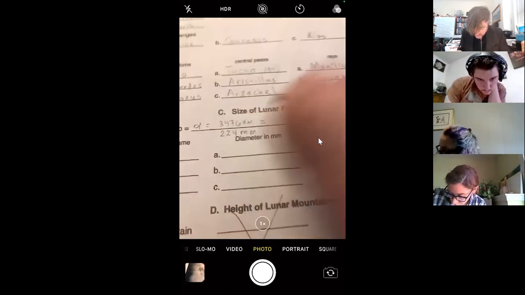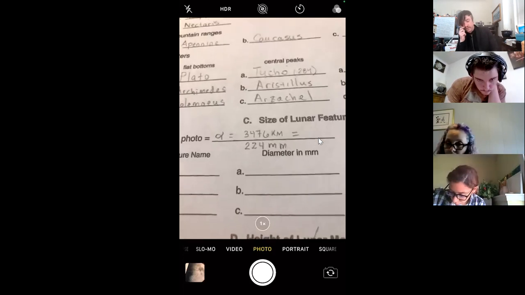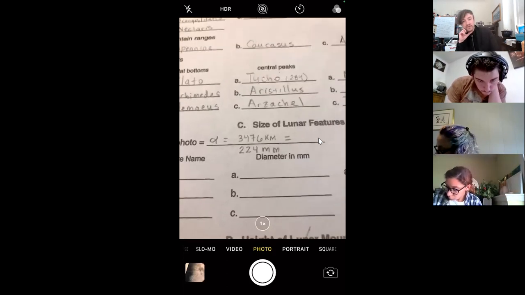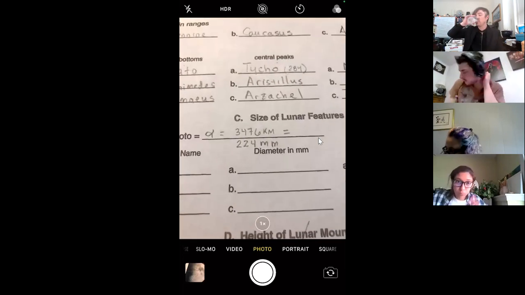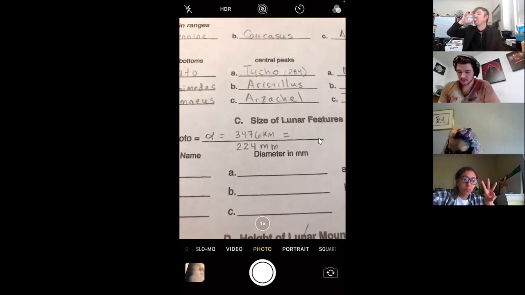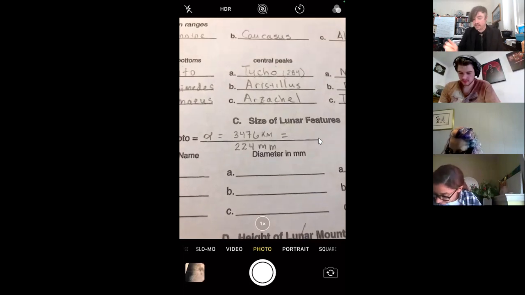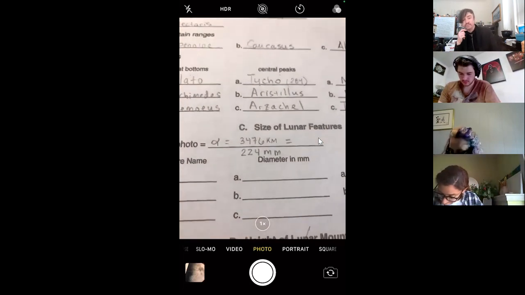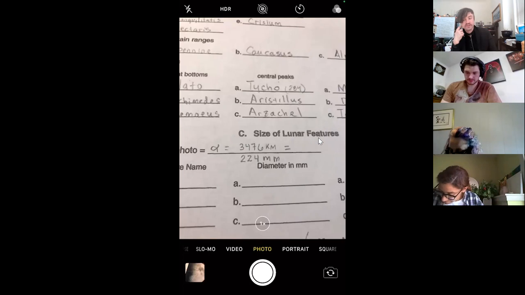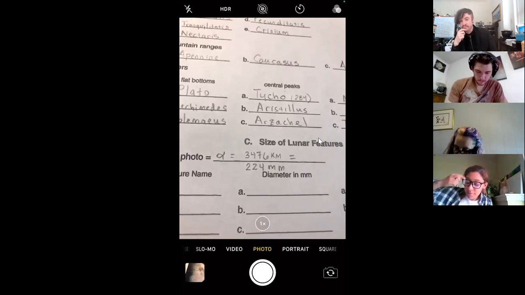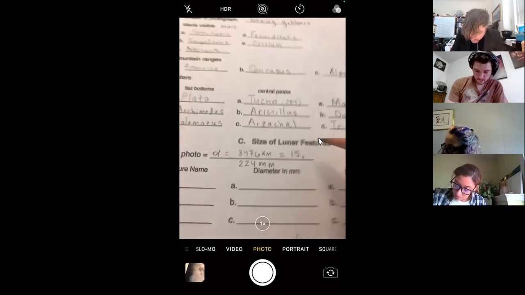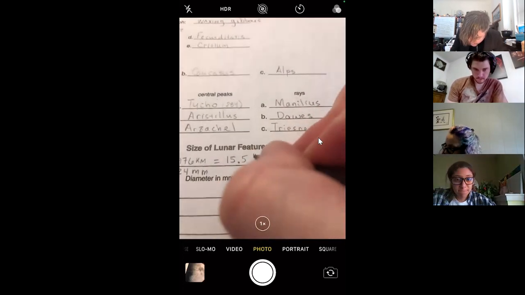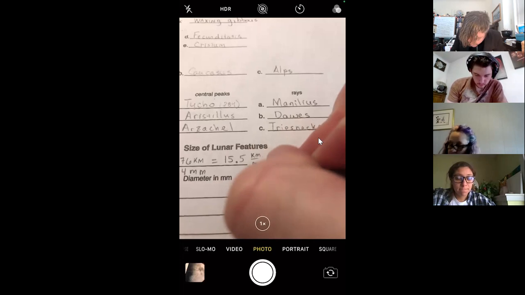Can you guys do that for me? Can you divide 3476 by 224? How many sig figs are we going to keep, my scientifically literate friends? Is it three? That's right, because your worst measurement is three. So give me your answer to three sig figs, Jen, properly rounded. I got 15.5. Nice. And let's put proper units on that. That's 15.5 kilometers per millimeter.